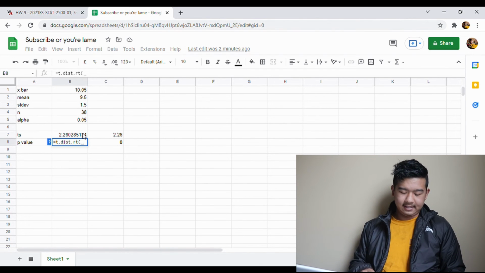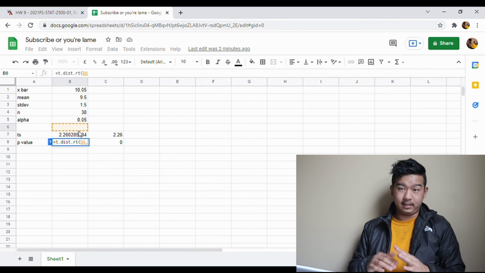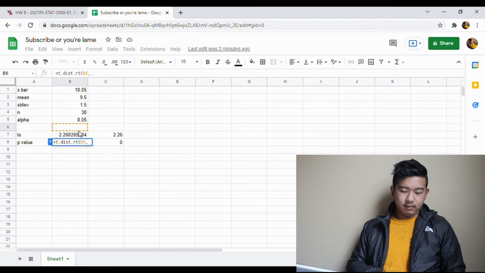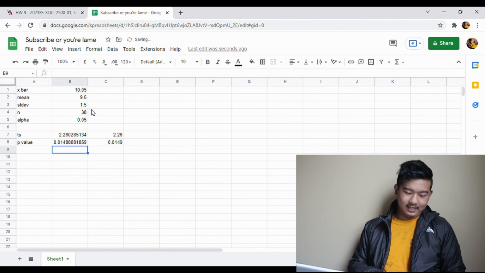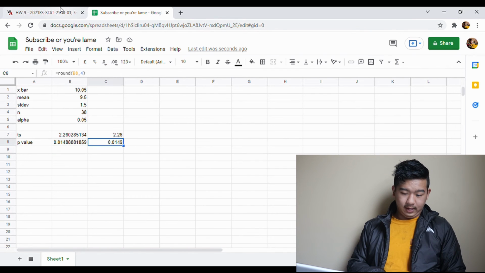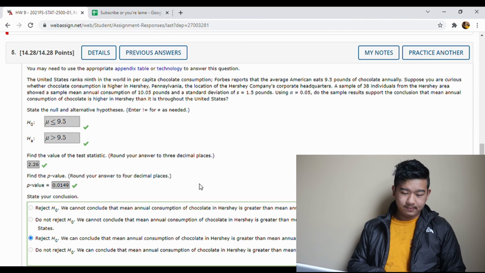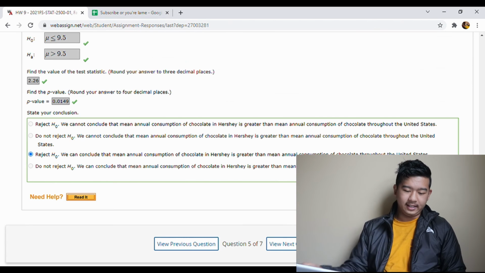So t dot dist dot rt, because it points to the right, we're going to put in our test statistic with our degrees of freedom, which is our sample size minus 1. That's the second time I clicked B6. I'm sorry, guys. The problem asks us to round to 4 decimal places: 0.0149.